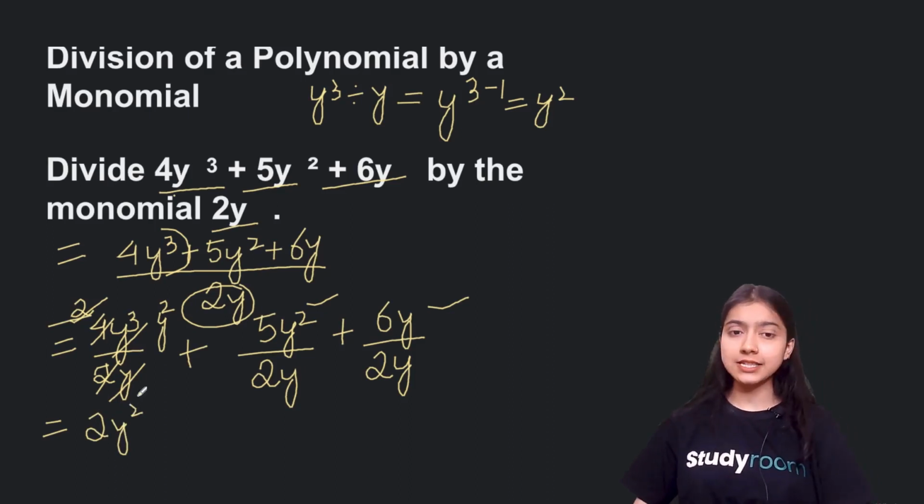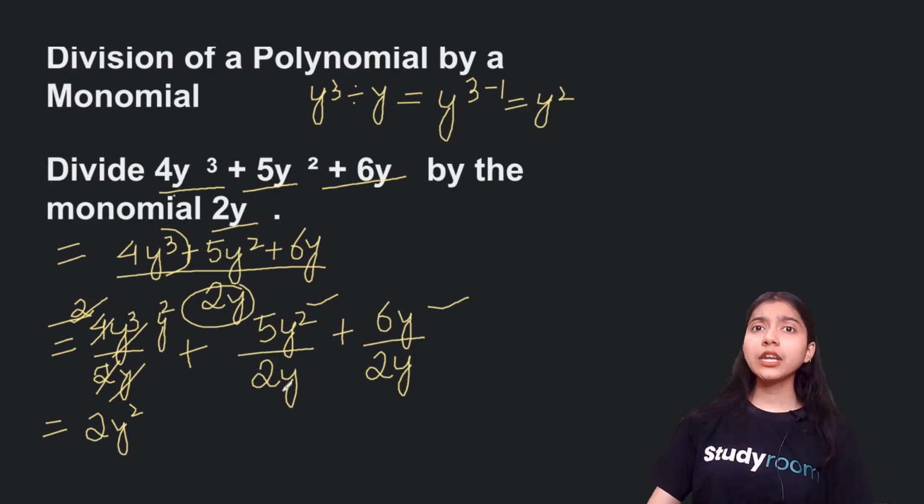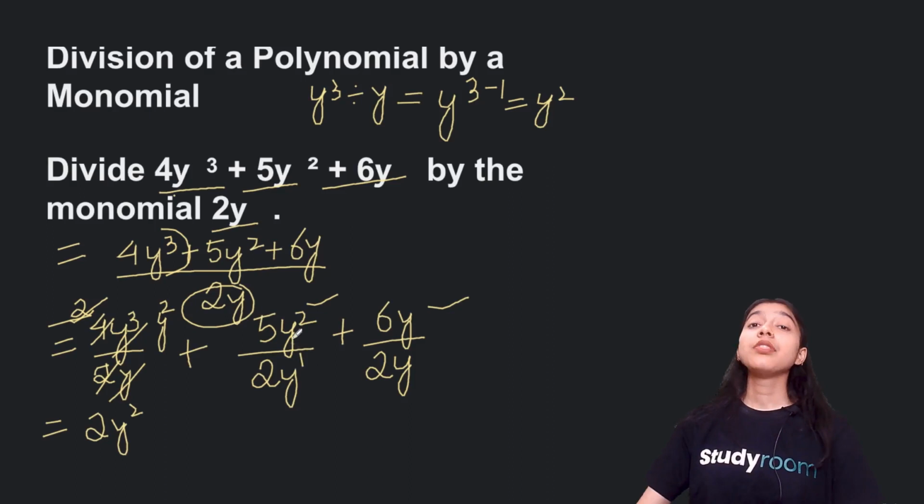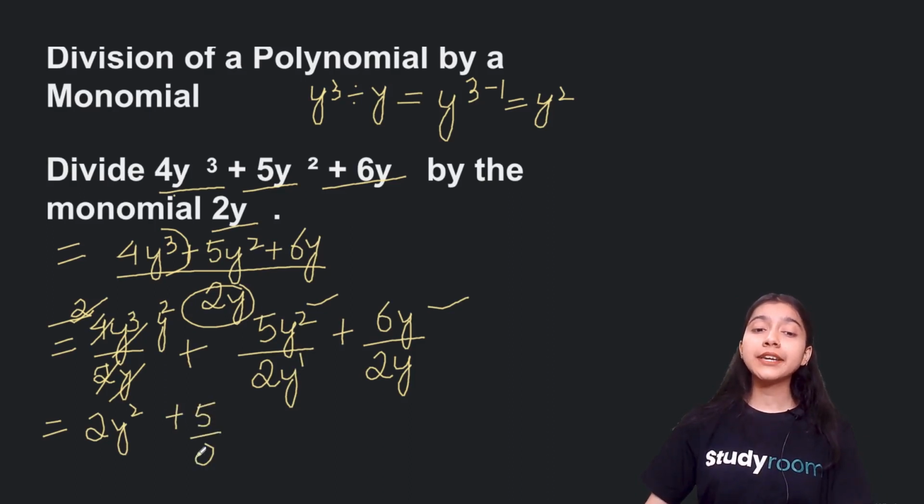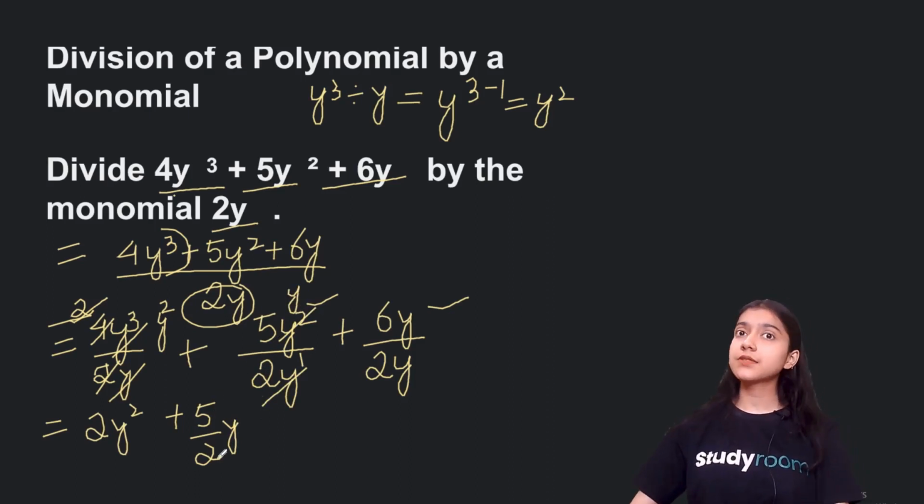Now moving on to the next term. Here we have 5 by 2. We cannot cancel this integral part. 5 by 2 cannot get cancelled out. We have y square divided by y. Now we'll be doing it directly. y square by y, bases are the same, powers will be subtracted. Power is 2 over here and 1 over here. That means 2 minus 1, 1. So we'll be left with y on the numerator side. So from here we will get 5 by 2 y, because this y gets cancelled with y square leaving behind just y. So 5 by 2 multiplied with y gives us 5 by 2y.